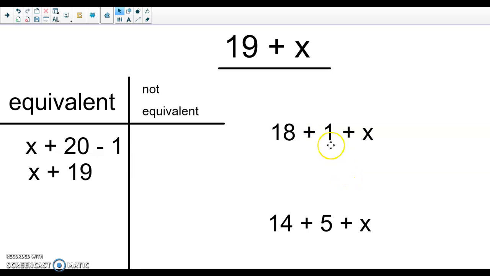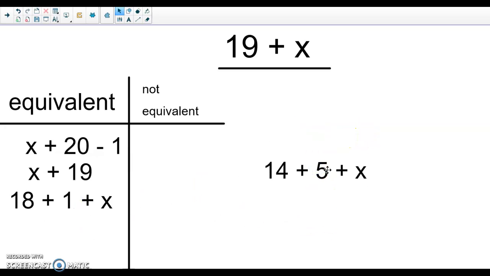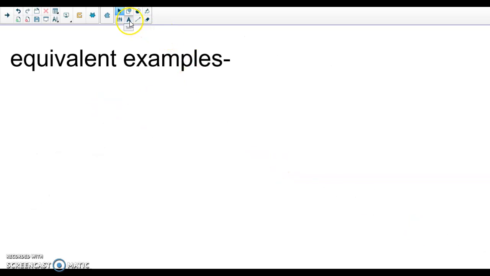What about this? 18 plus 1 plus x equals, this is 19 plus x, same thing, equivalent. And then 14 plus 5 plus x. 14 plus 5 is 19. 19 plus x gives you the same thing. So all of these things, believe it or not, are the same value as this. They're all equivalent. Okay, so let's talk about things that are equivalent.